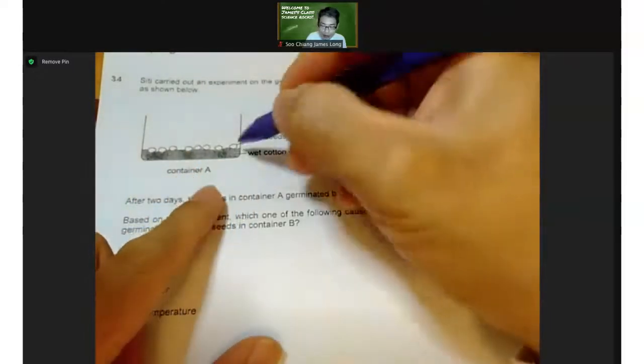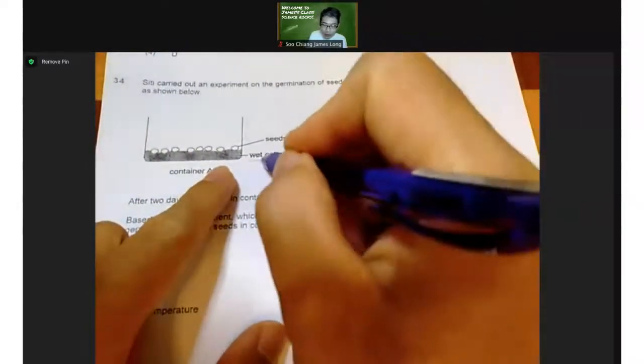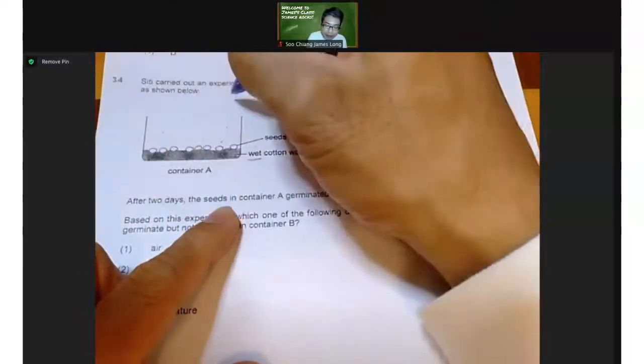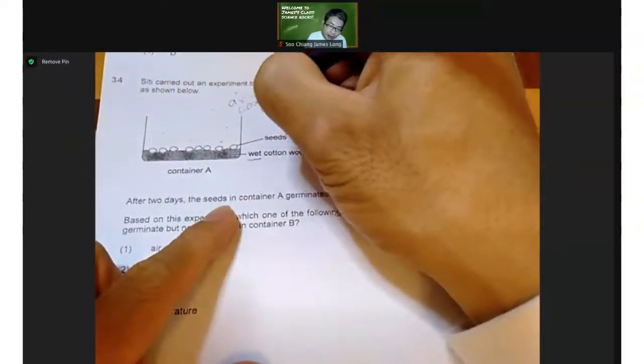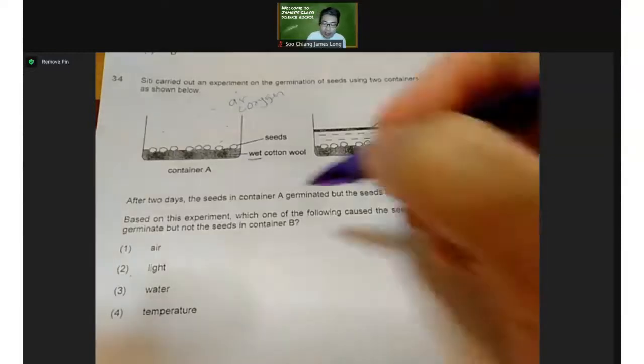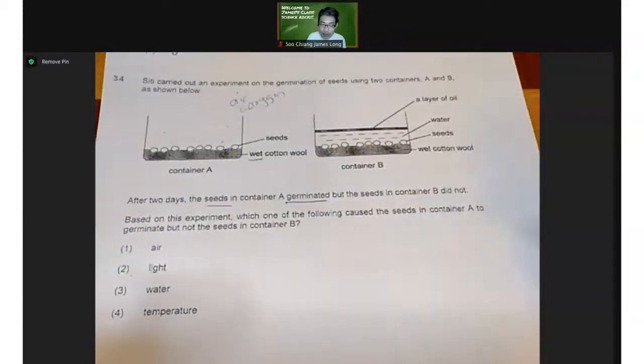So these seeds here have some water, right? Because wet means there's water. The part above, the empty part, represents air. Of course, there is oxygen in air. And where is this placed? Well, they didn't tell us where it's placed, so I'm going to assume it is done in generally maybe either a classroom or garden, somewhere normal, alright? Not somewhere strange like inside a refrigerator. Especially when we see that the seeds in one of the containers actually germinated.